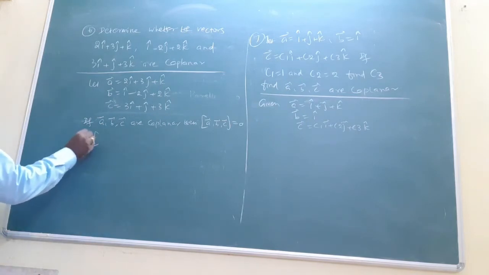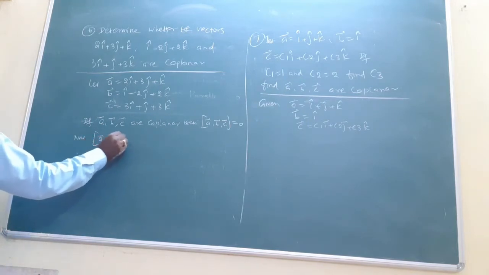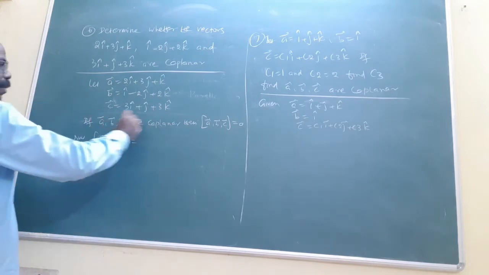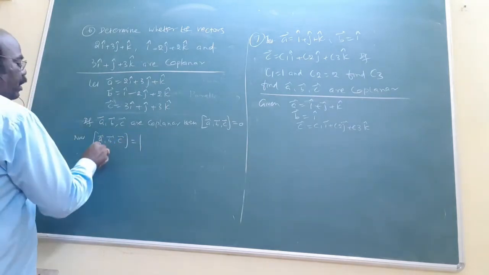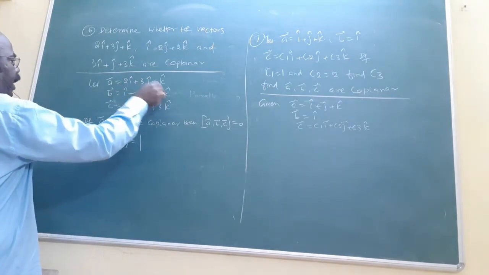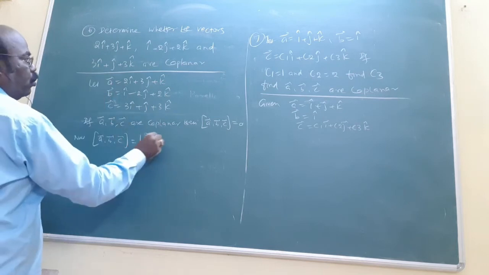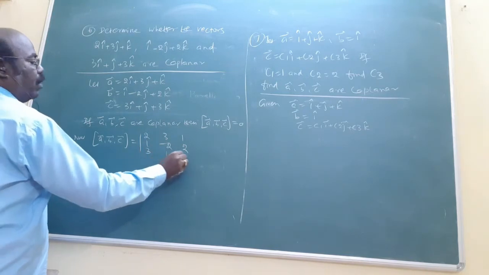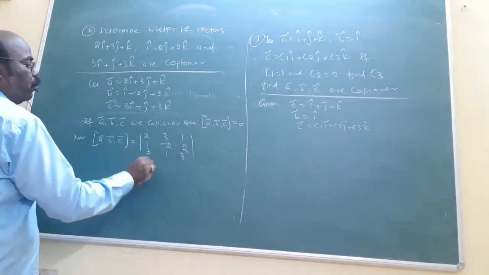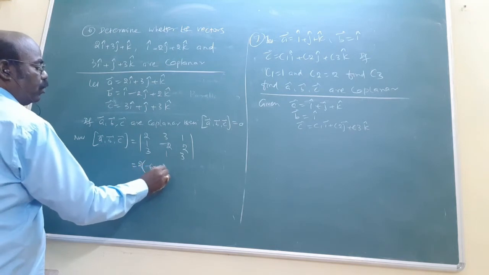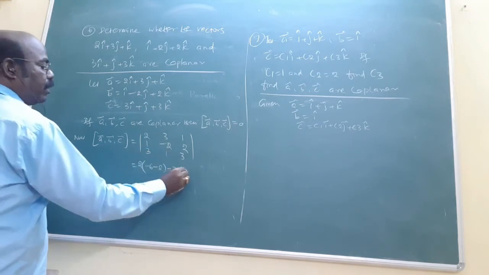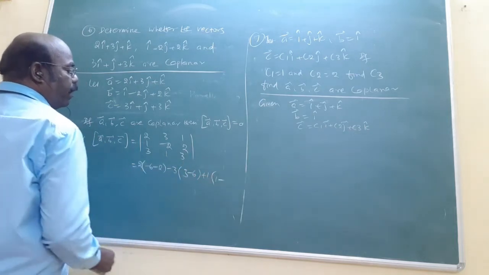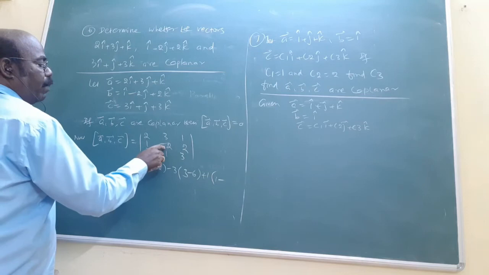Now you want to find the box product of A vector, B vector, C vector. If it is 0, then A, B, C are coplanar. This is the formula. Now, the coefficients of I, J, K in A vector are 2, 3, 1. Next set: 1, minus 2, 2. Next set: 3, 1, 3. Now you want to multiply 2 into minus 6 minus 2, minus 3 into 3 minus 6, plus 1 into 1 minus 8.